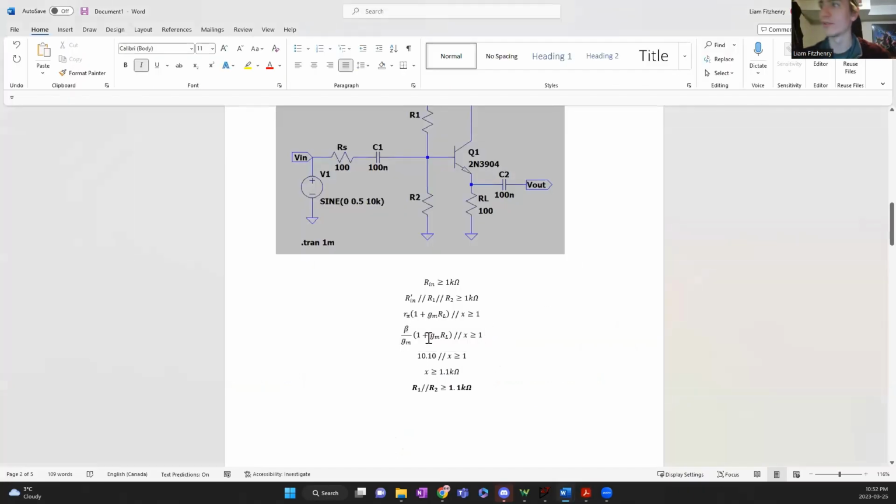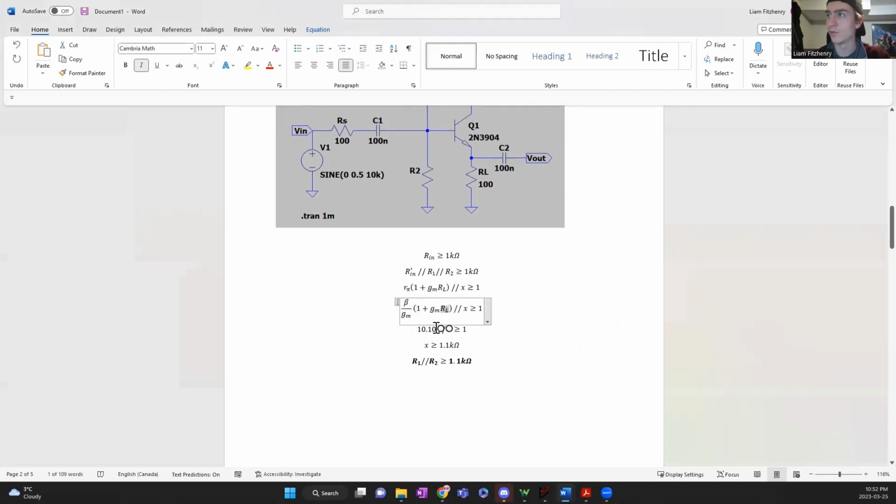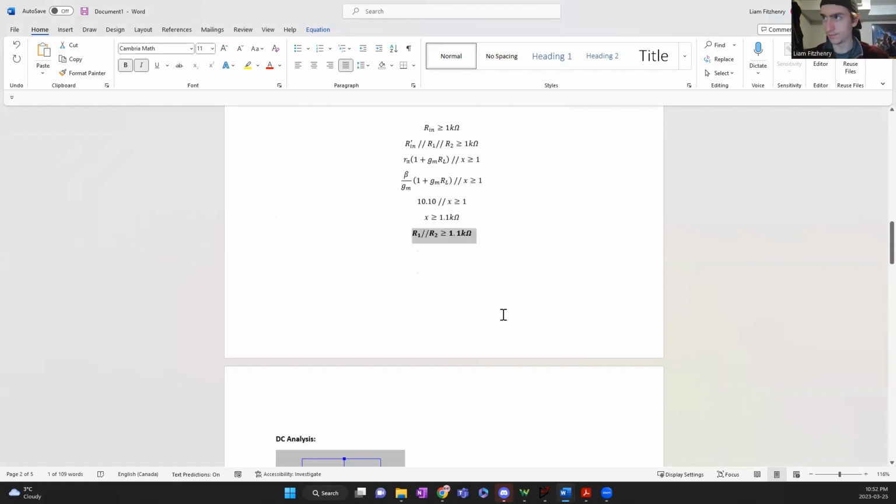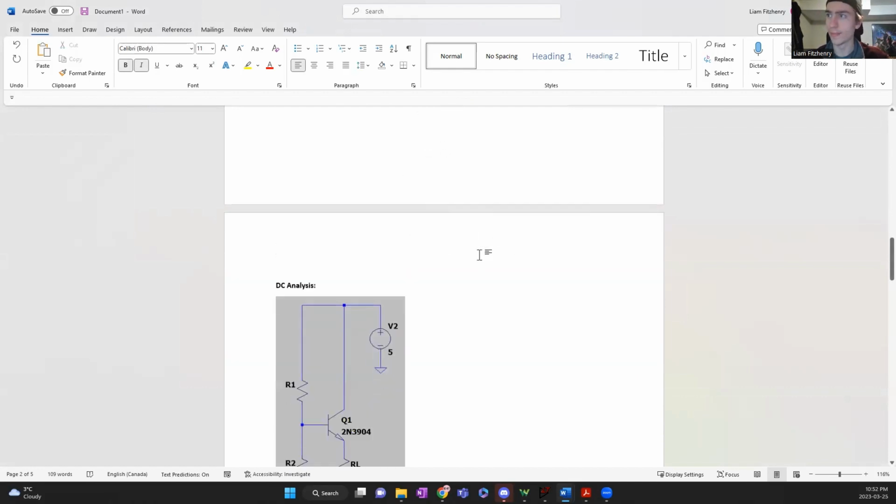So we're going to go back to our equation. We're going to sub in 100. We know GM is 990. We know RL is 0.1. So this whole term here will simplify to 10.10. And that's in parallel with X, our other two resistances in parallel, to be bigger than or equal to 1. And then, doing a little arithmetic, solving that equation, we get that X is bigger than or equal to 1.1K. So the parallel combination of R1 and R2 has to be bigger than or equal to 1.1 kiloohms. Okay, that's our first hint in figuring out these two values.